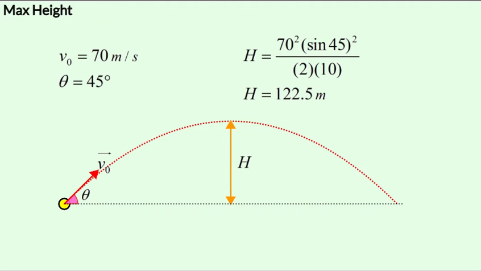We've dealt with the same problem in the earlier lesson, but there we computed the time of flight and the range, and now we compute the maximum height attained by the projectile. So we have a projectile that is launched at 70 meters per second with a launch angle of 45. So substituting this into the height equation, we get the maximum height attained as 122.5 meters.